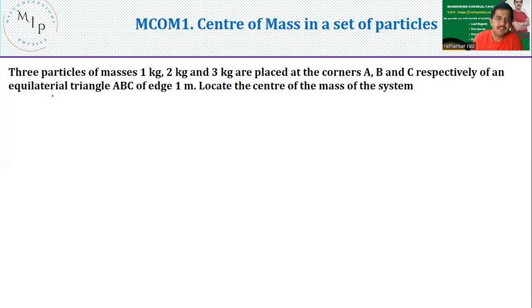Let us see this: three particles of masses 1 kg, 2 kg, 3 kg. By the way, I am not going to define center of mass. I expect you to go through the definition, so I am directly jumping on to the problems. Three particles of masses 1 kg, 2 kg, 3 kg are placed at the corners A, B, C of an equilateral triangle ABC. This is the question.